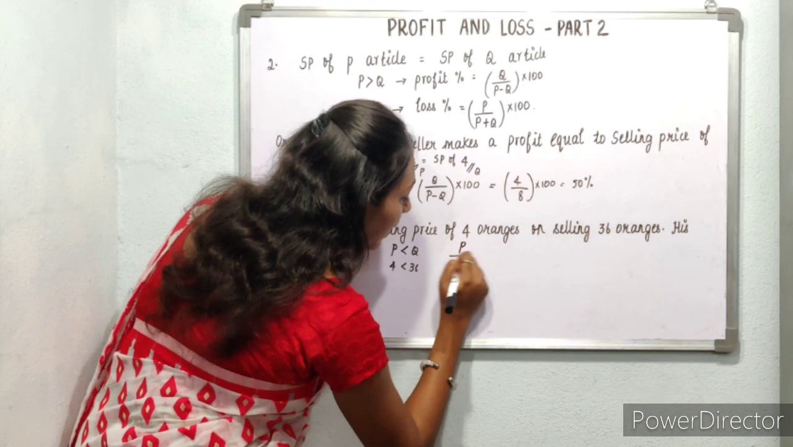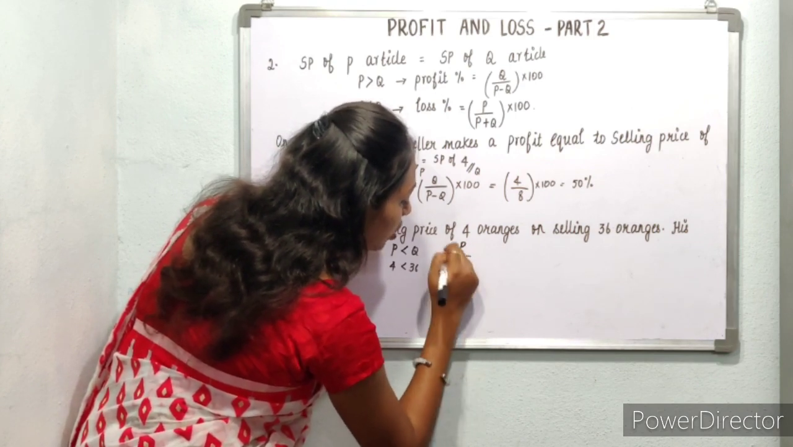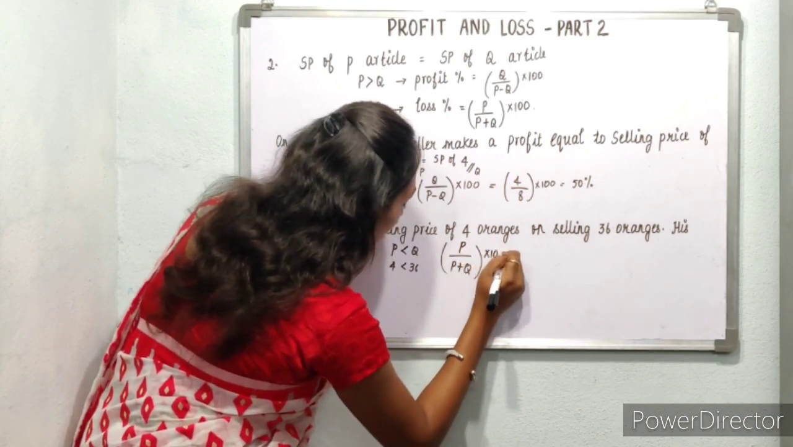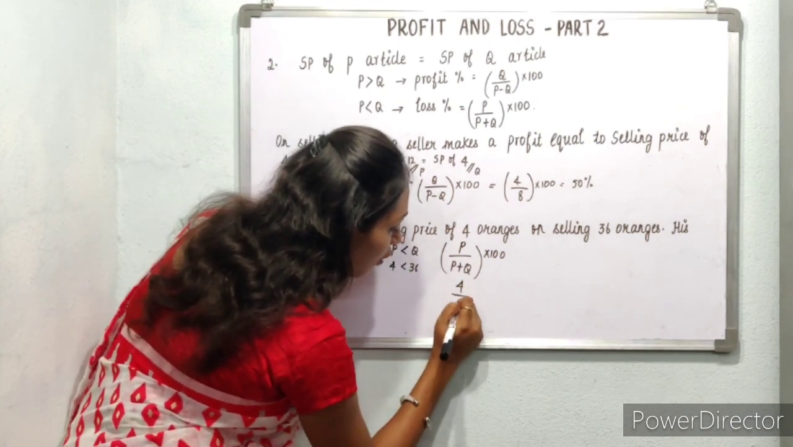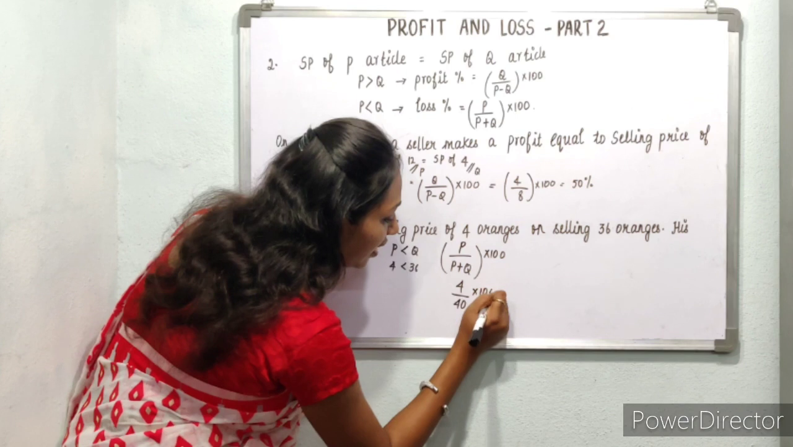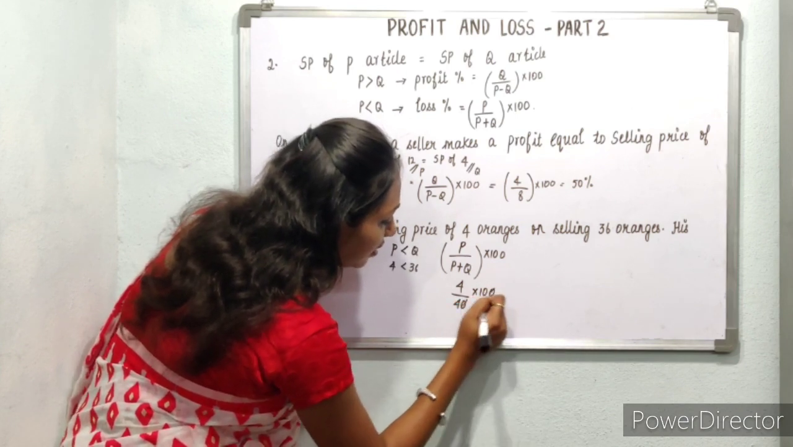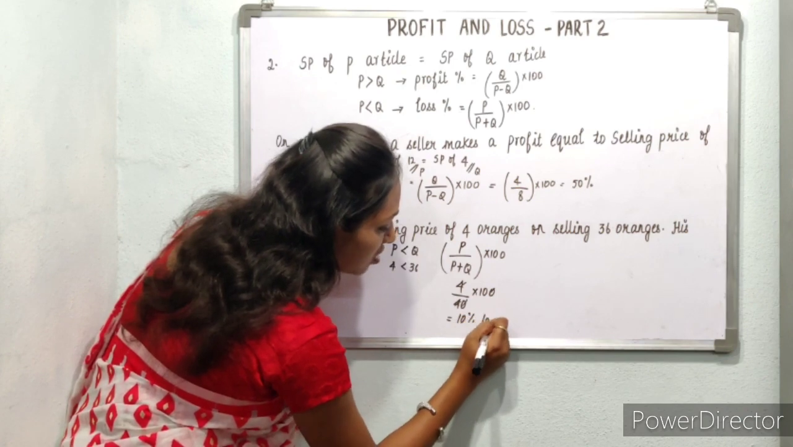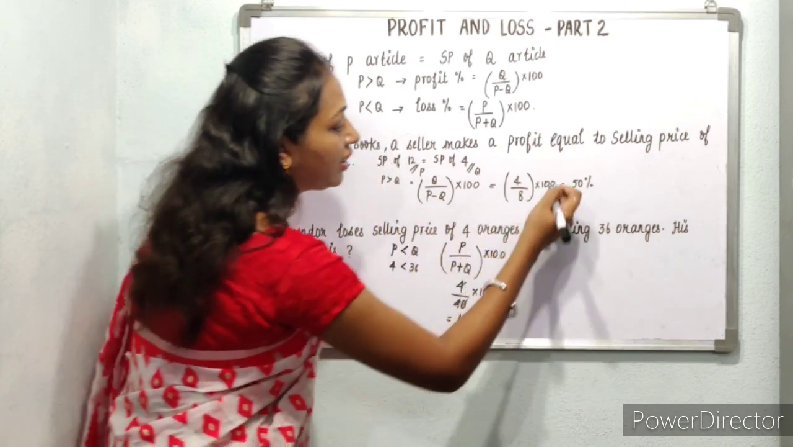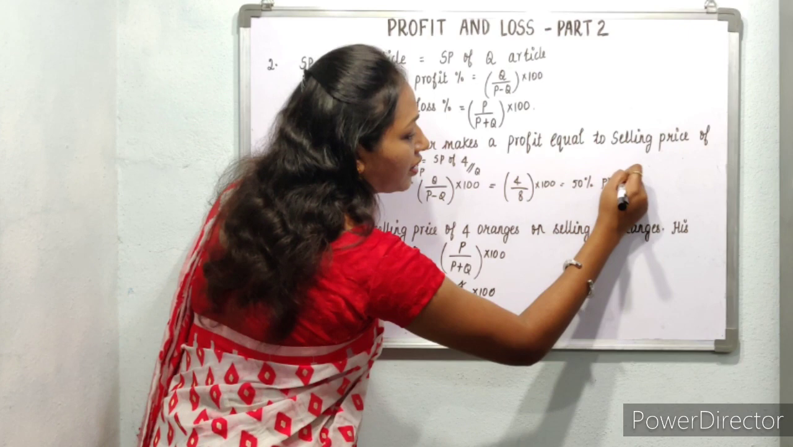The formula is P divided by P plus Q into 100. So the value of P is 4 divided by 4 plus 36, that is 40, into 100. So we can cancel like this. So we'll get it as 10% loss. So here it is 50% profit.